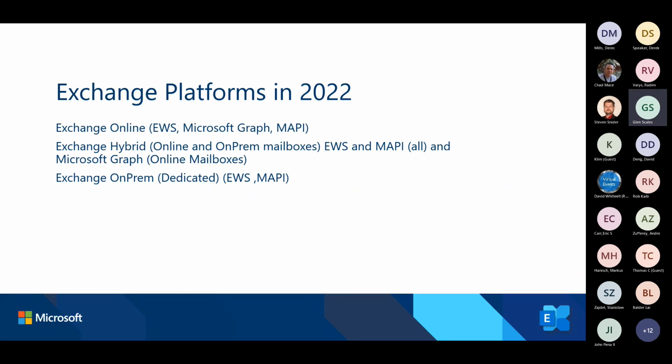So platforms really determine which APIs we can use. In 2022, we have three major platform types. We've got Exchange Online and those multiple instances I mentioned, government and national tenants. You've got hybrid environments where your mailboxes may be on-prem or in the cloud, or you've got your classic Exchange environments. In all those environments, you can use EWS and MAPI.